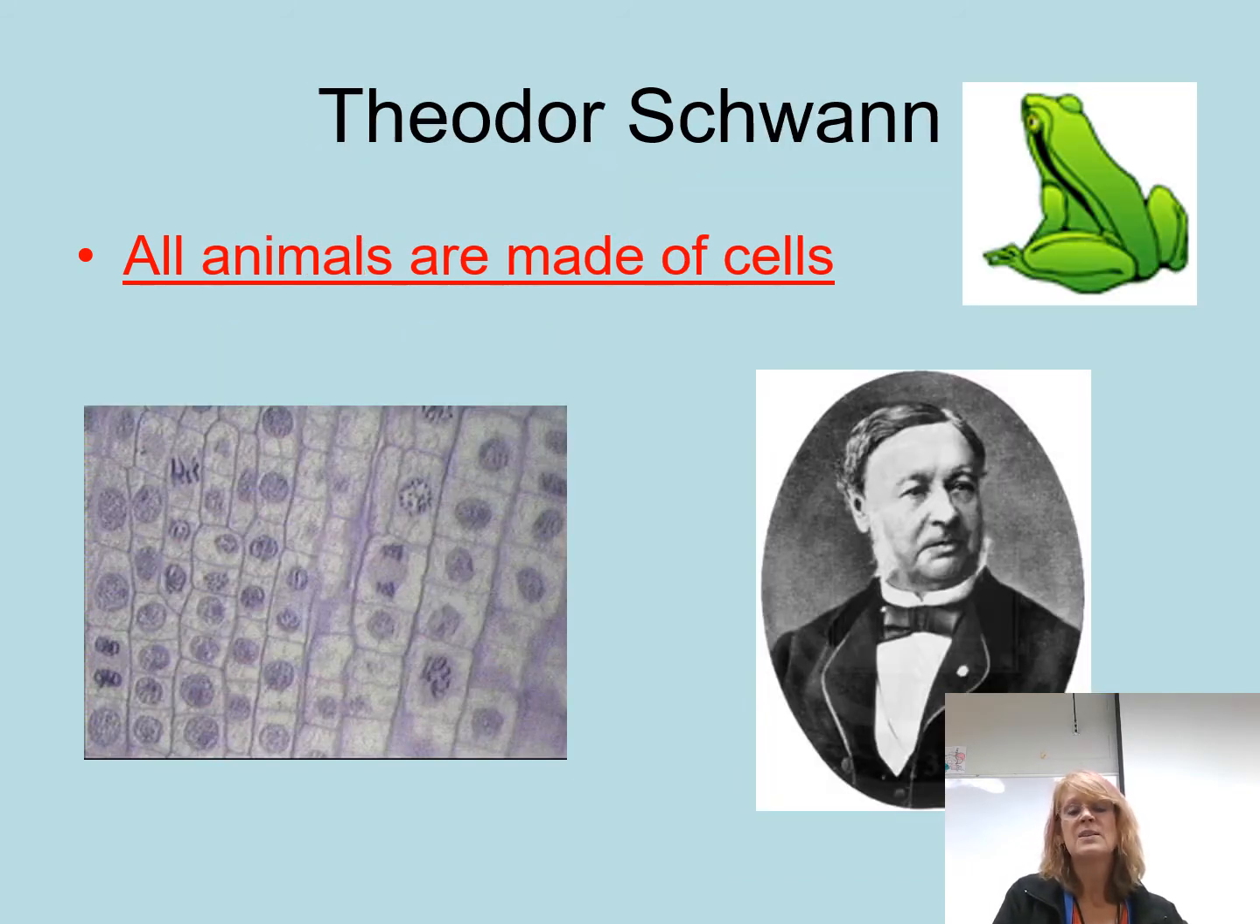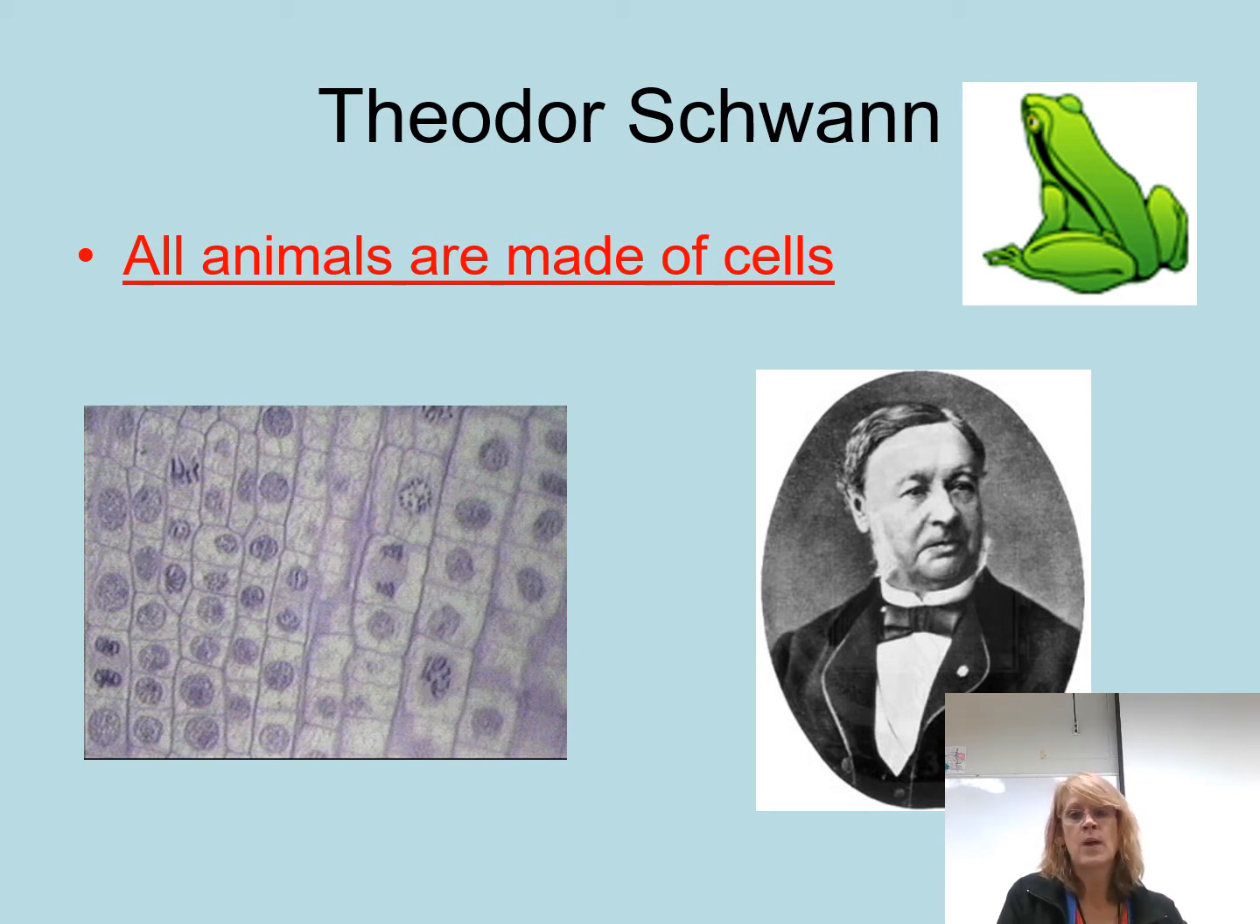Well, likewise, somebody had to come along and say, all right, well, all animals are made of cells. And that is Schwann. And I always remember him because Schwann sounds like a swan, and a swan is an animal. And all animals are made of cells. And I will admit, if you look at this picture here, these are actually onion cells. Animal cells are not square.